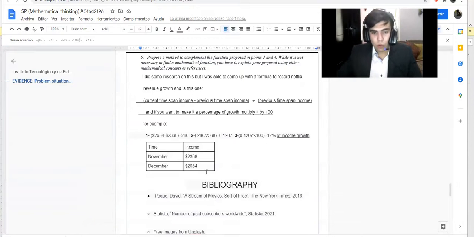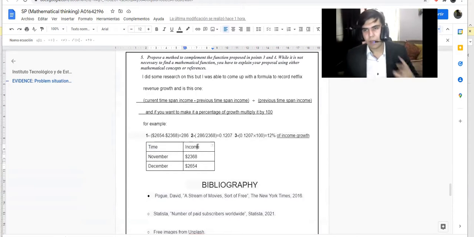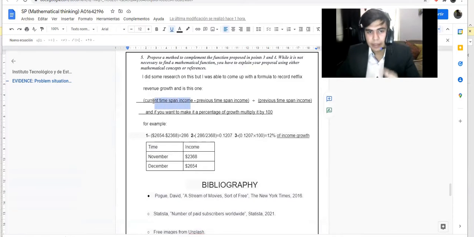As we see in this table, we have to have 2 factors, the time and the income: the actual income and the last income. We have to get the current time span income, and to that subtract the previous time span income. Then as the result of that, we have to divide it by the previous time span income. And if you want to make a percentage of growth, you have to multiply that last result by 100.